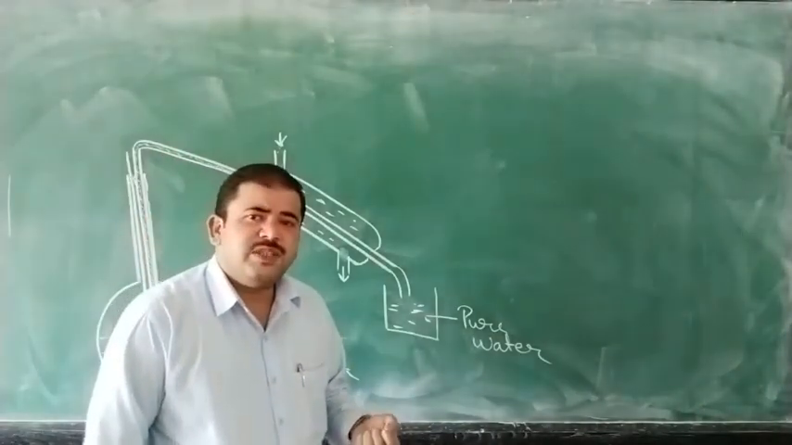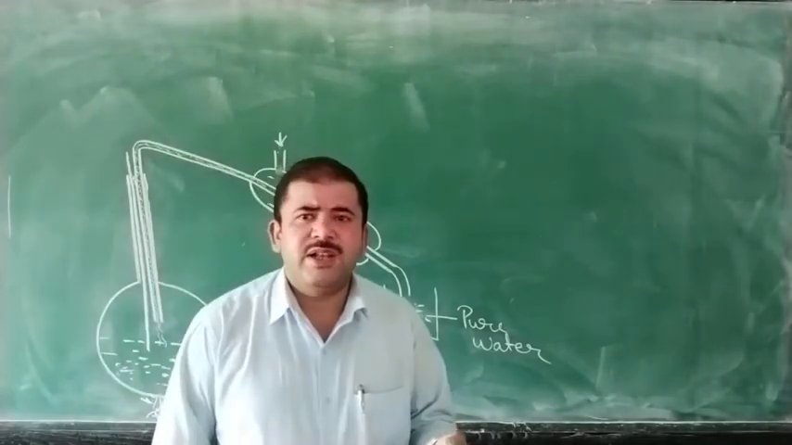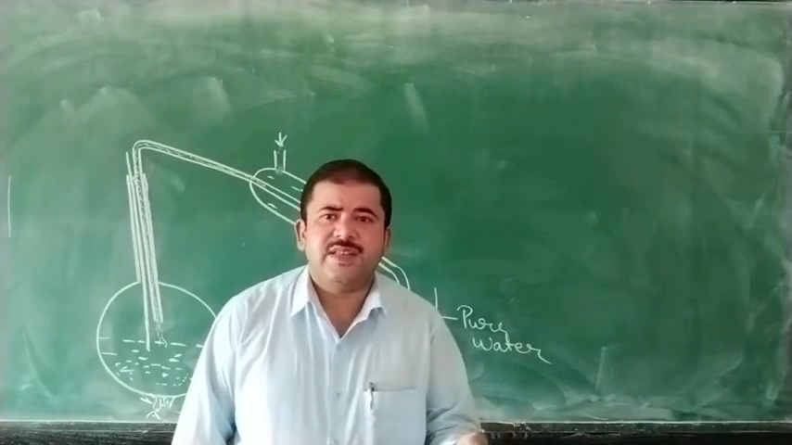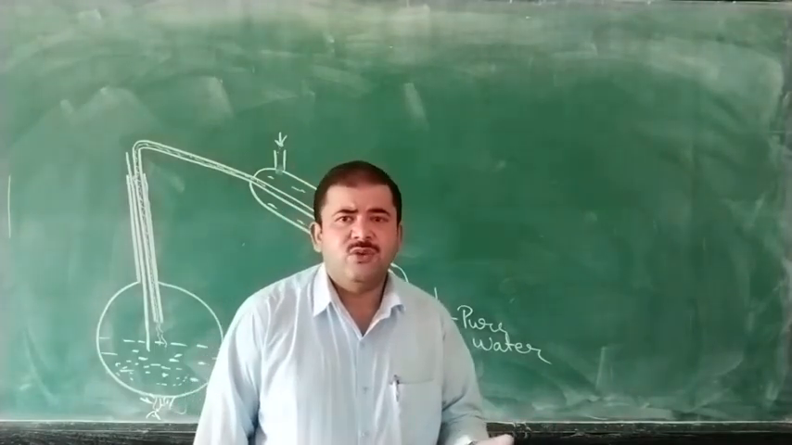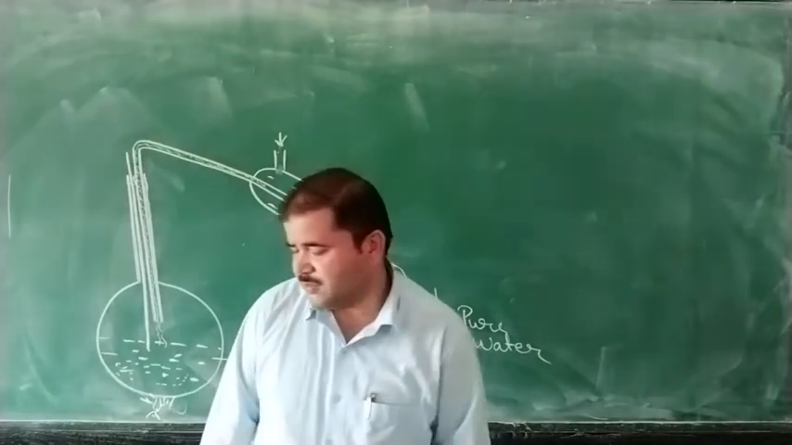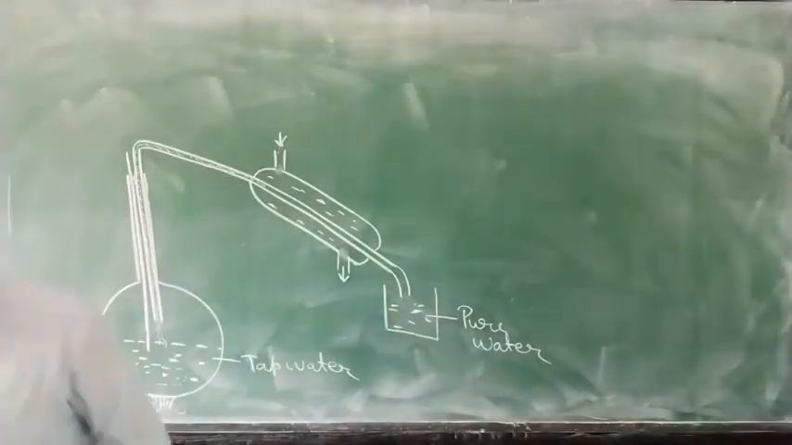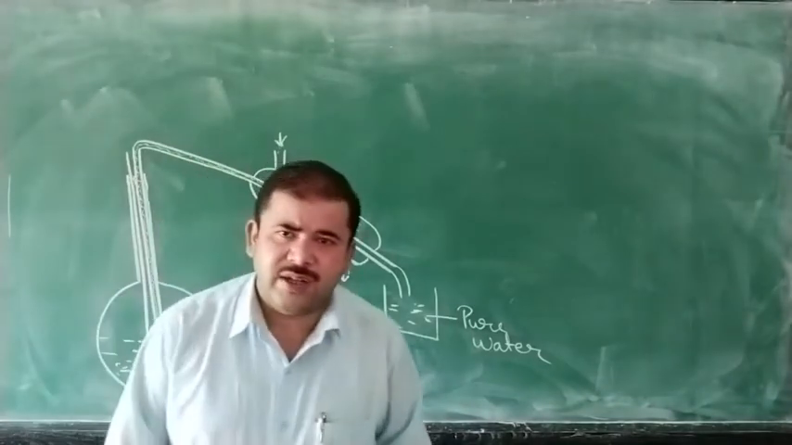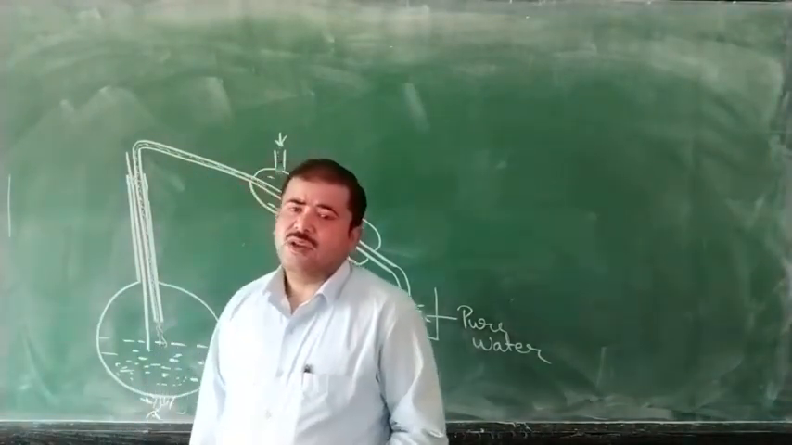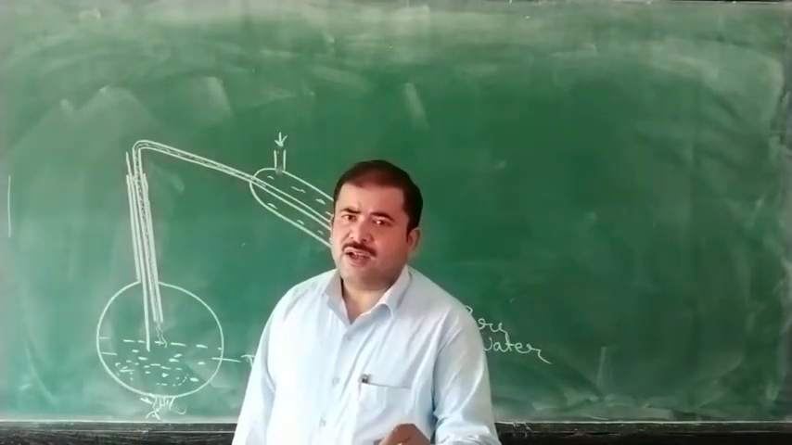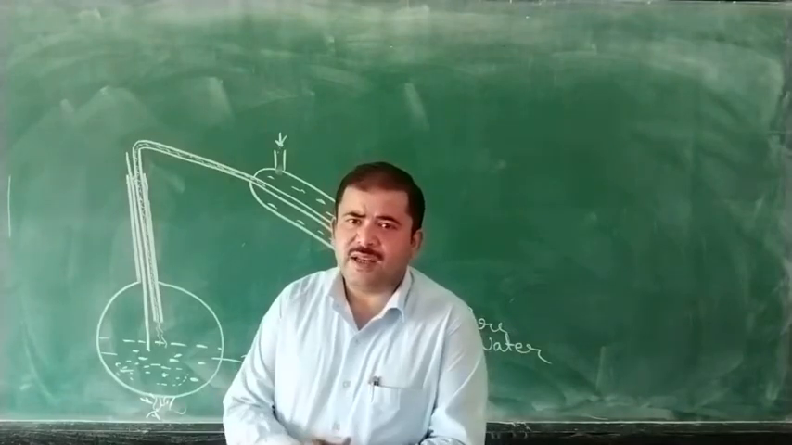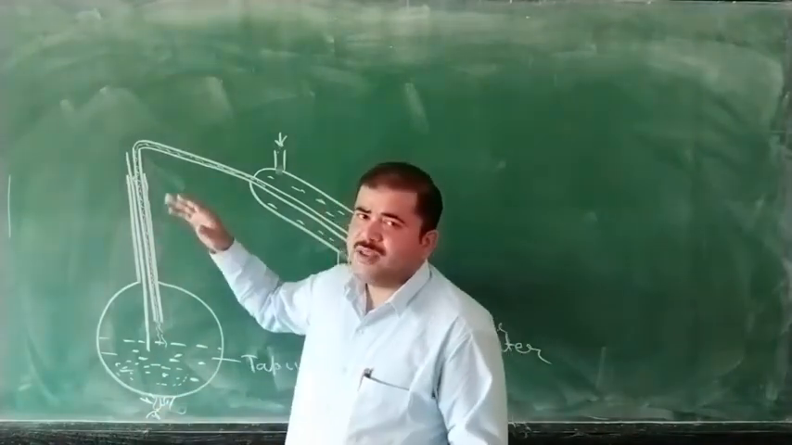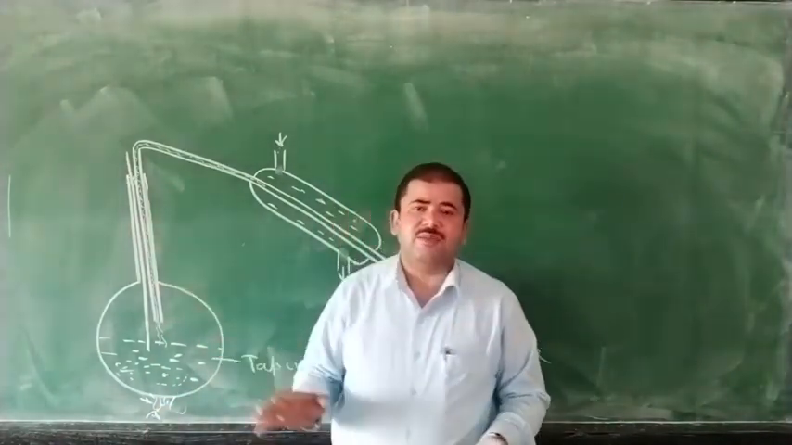For the miscible liquids we use the fractional distillation method. In the fractional distillation method, suppose, for example, of miscible liquids, alcohol and water. Here alcohol and water are totally mixed with each other, and we can separate the alcohol and water with the help of the fractional distillation method.